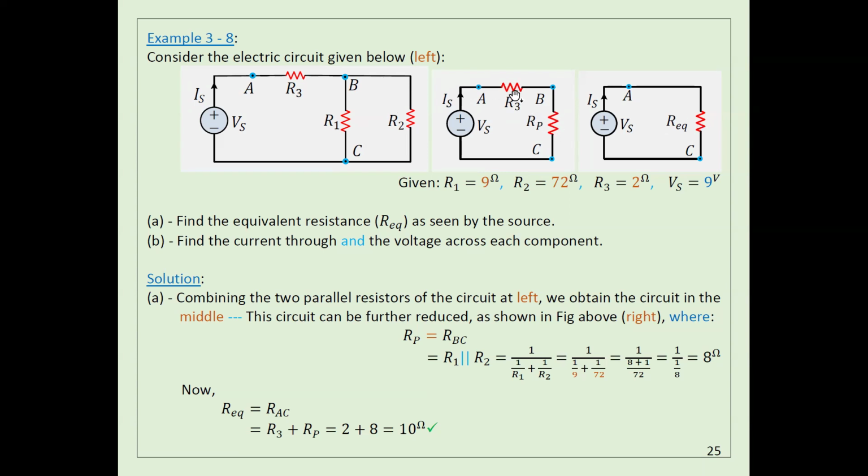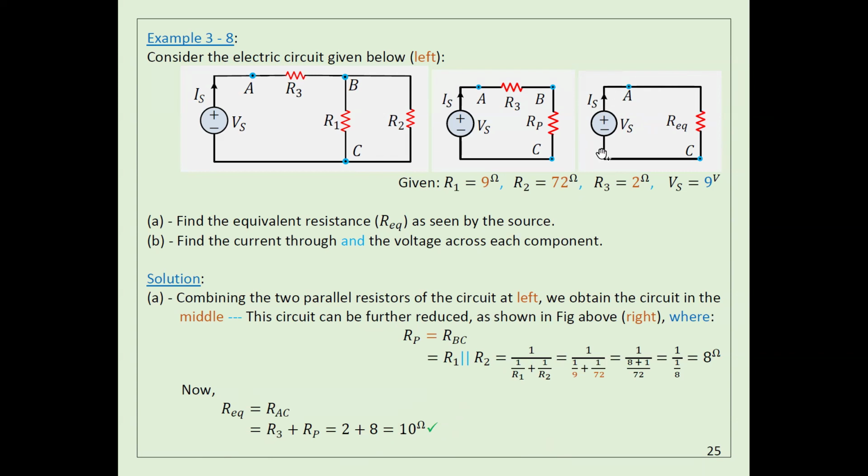So here I can add them together to get the total resistance. Okay. Now, if I want to calculate IS, I can use this one here. So here I added them together. I found the total resistance 10 ohms. So this one 10 ohms. Okay. Now, can you calculate IS?